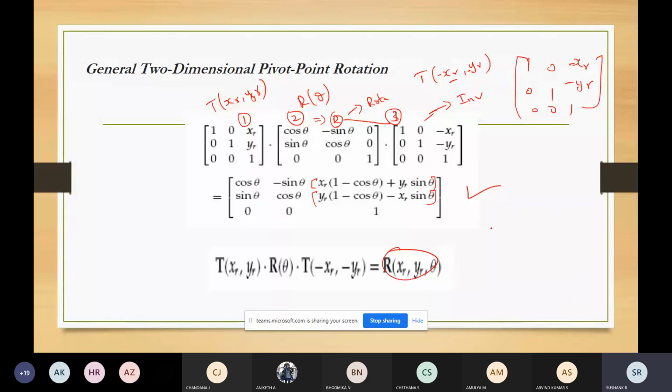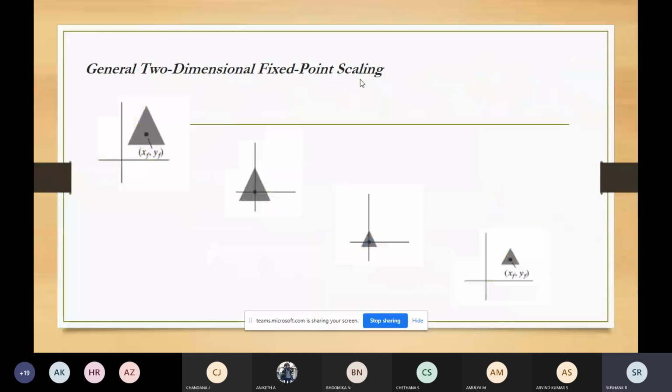Yesterday we derived that x is equal to xr plus some equation. So you can check that also. So this is rotation along a pivot point. The same thing goes with scaling also. If you want to scale along a fixed point, the first step will be to do the inverse translation and get it to the origin.